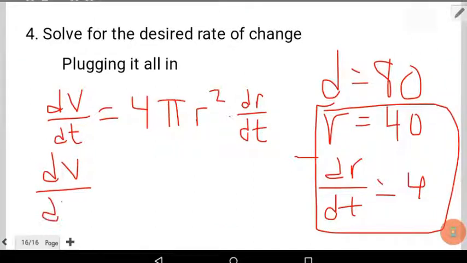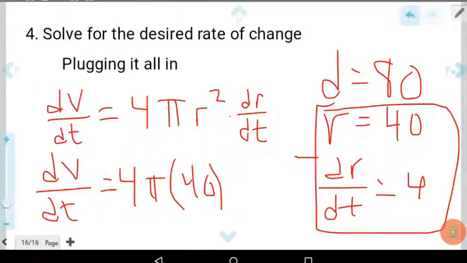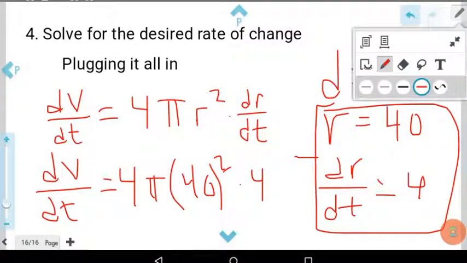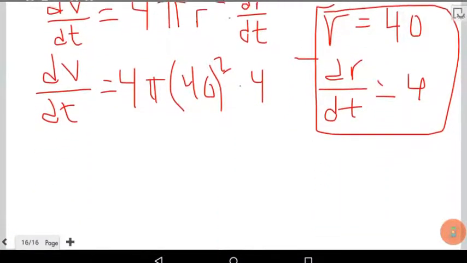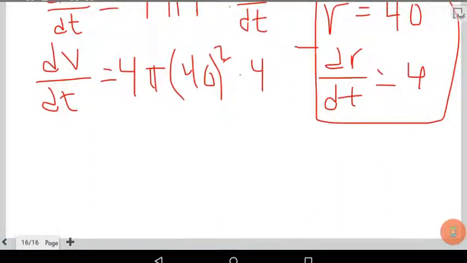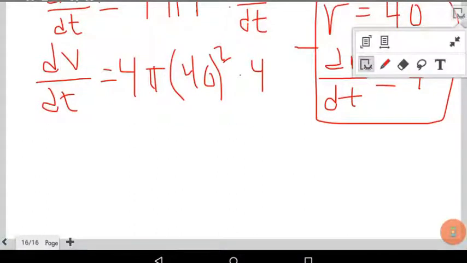So if we go ahead and do that, that'll tell us that dV/dt is just 4 pi times r, sorry, r, which is 40, squared. And then multiplied by our dr/dt, which is just times 4. So this should give us the rate of change of the volume with respect to time at this moment when the radius is 40.